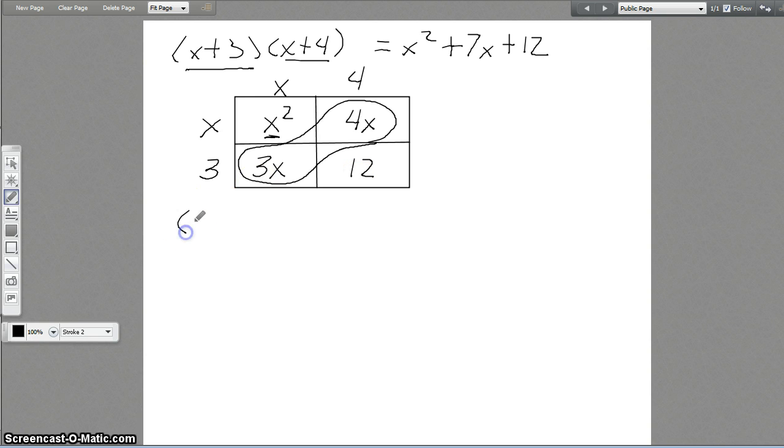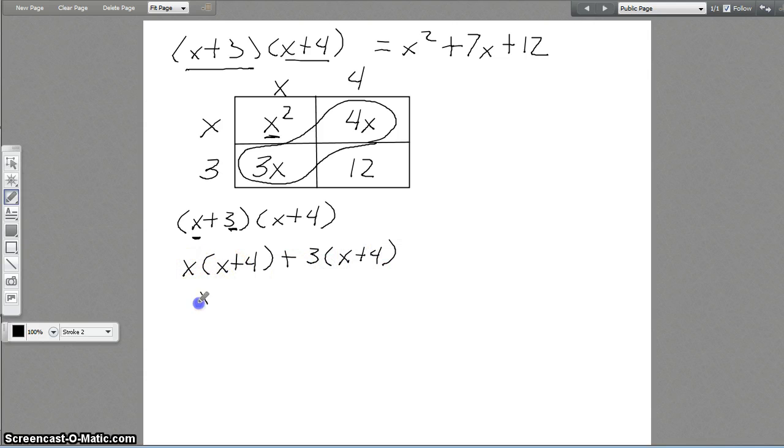Another way of working that out, I can write this down here again, x plus 3 times x plus 4, is to distribute the terms in this first parentheses across the terms in the second parentheses. So I can take this x here and multiply it by x plus 4, and then I can take this 3 and multiply it by the x plus 4.